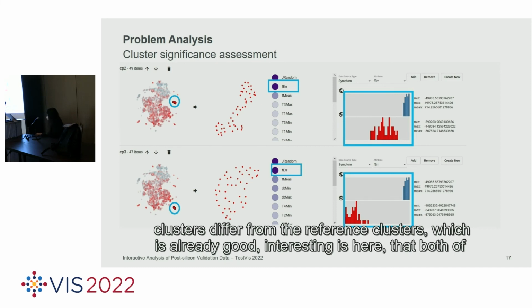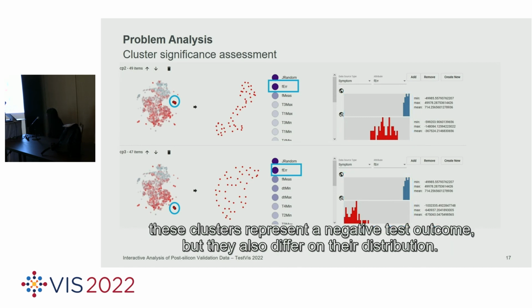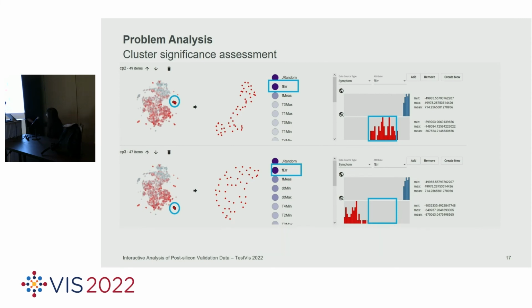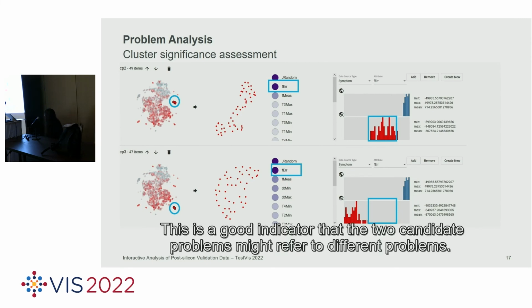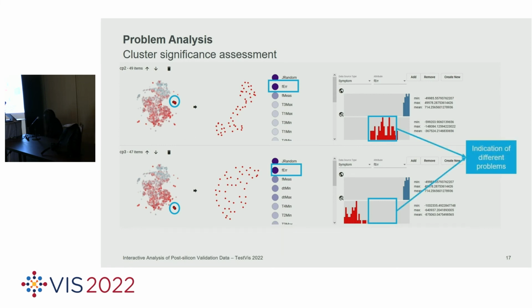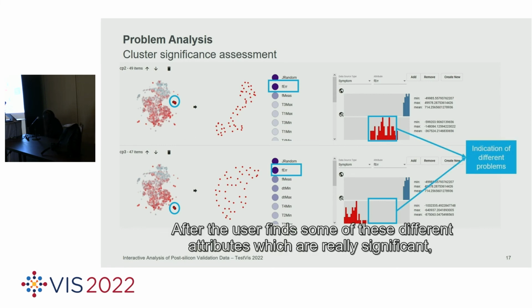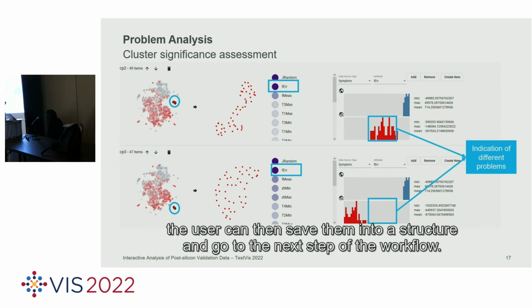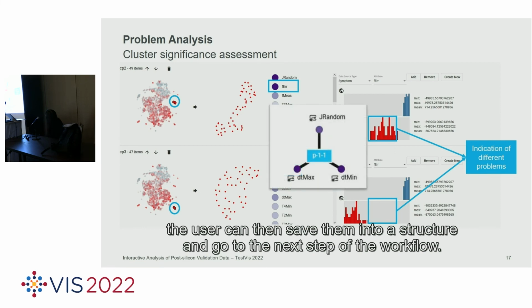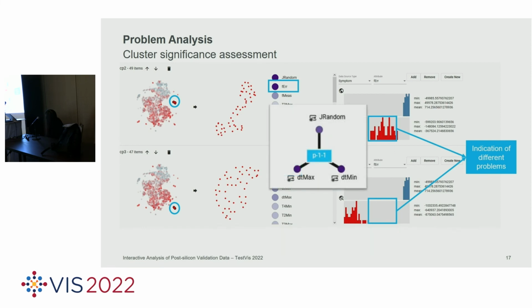Interesting is here that both of these clusters represent a negative net outcome, but they also differ on their distribution. This is a good indicator that the two candidate problems might refer to different problems. After the user finds some of these different attributes, which are really significant, the user can then save them into a structure and go to the next step of the workflow.